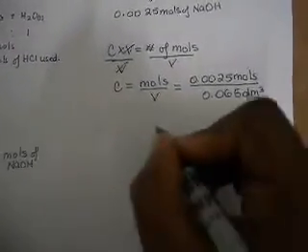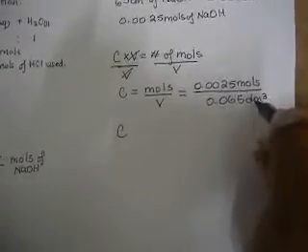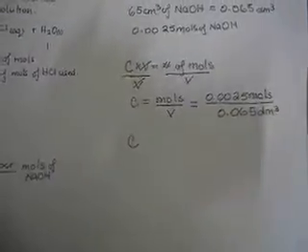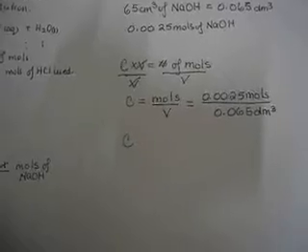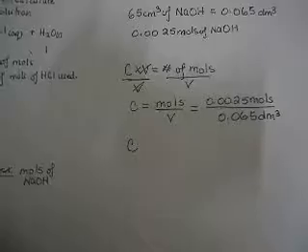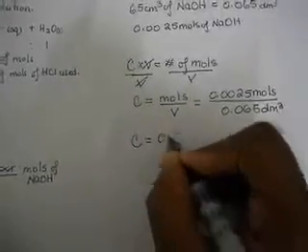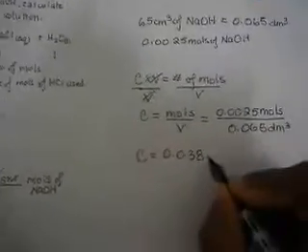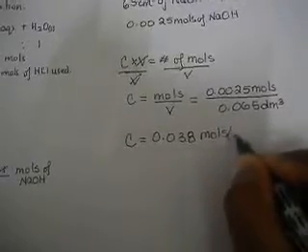What we do now, we just find the answer, and we already know we are correct because we have moles per dm cube, which is what the units are for molar dm cube. We're going to divide 0.0025 by 0.065 to give us 0.038 moles per dm cube.